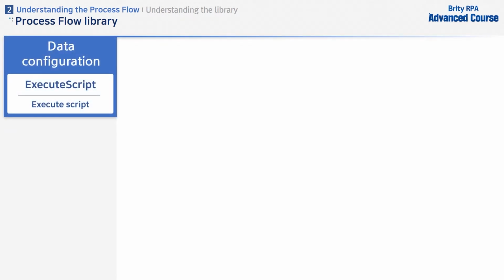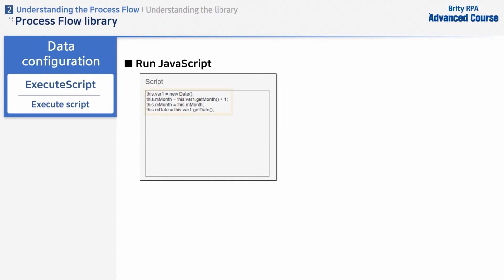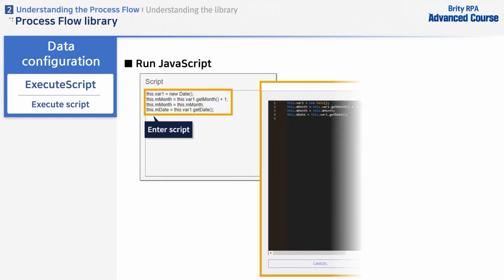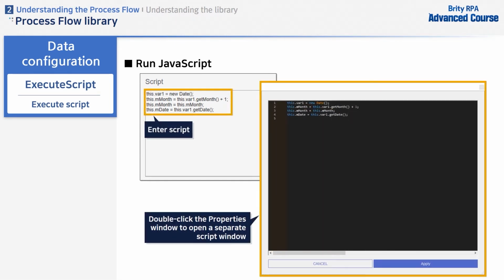The execute script activity is used to implement the features required in the process flow utilizing user-defined JavaScript. You can compose the script using the JavaScript syntax. In the Properties settings, you can directly enter the script or double-click the Properties window to open and use a separate script window.